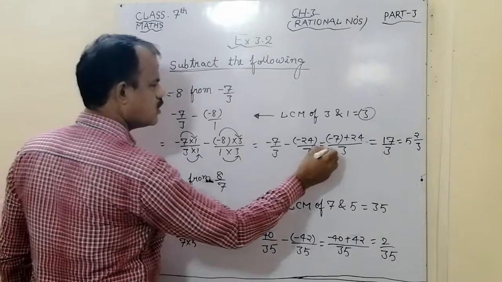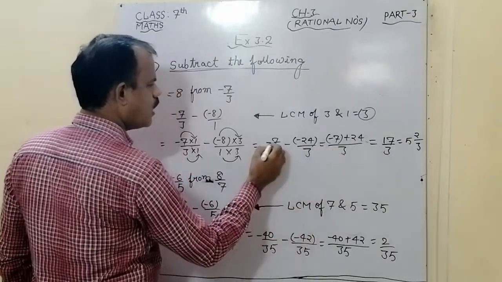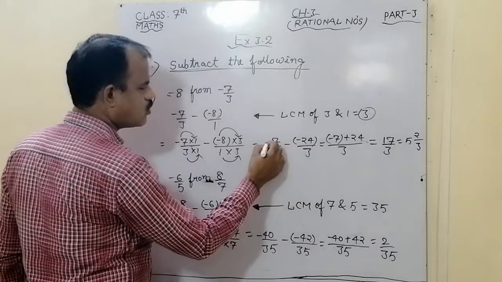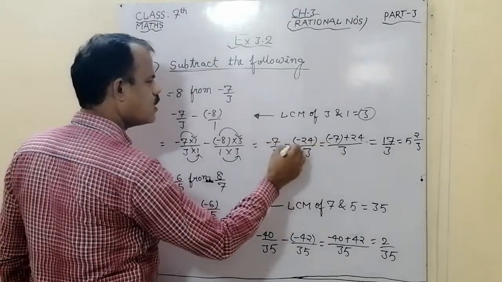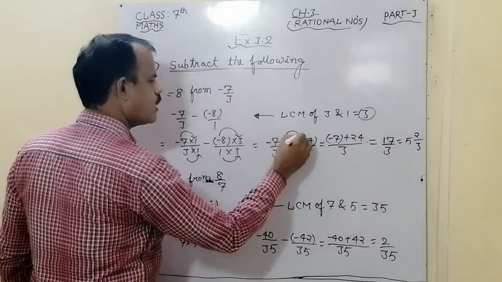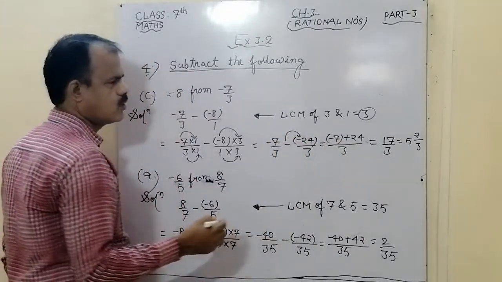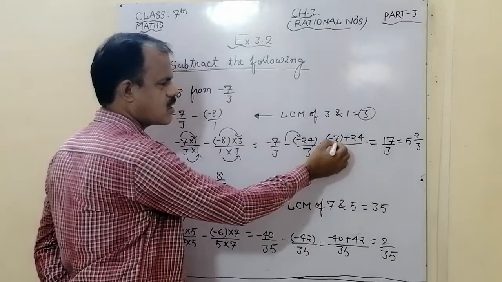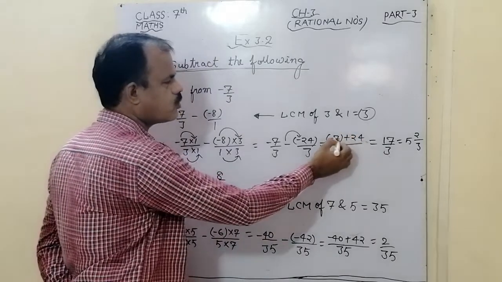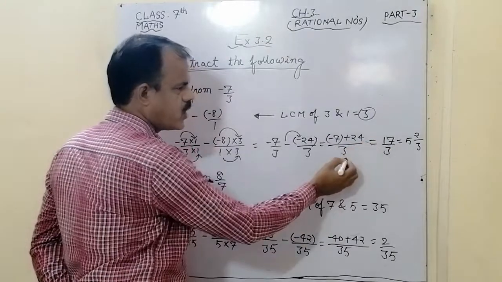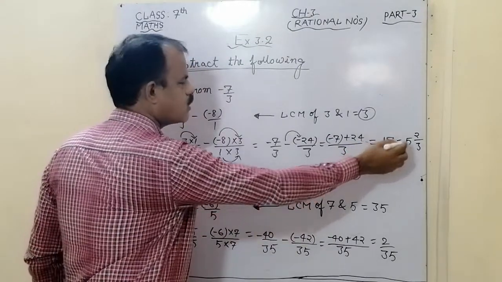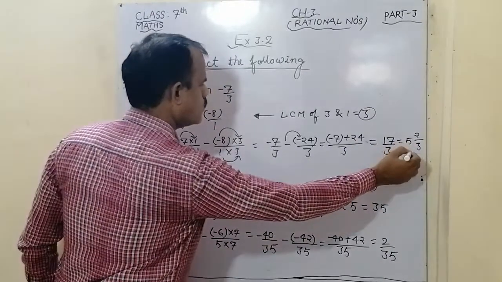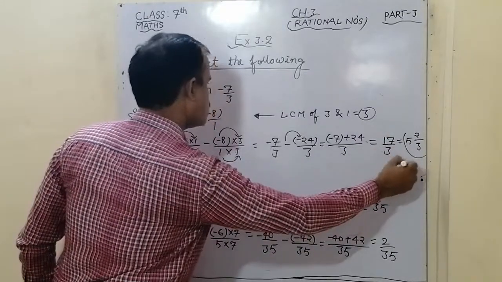LCM is 3, so we write here 3 and simply write these numbers which are at numerator place: minus 7 minus, and look here, minus minus plus 24. So students, it means we have to subtract 7 from 24. 24 minus 7 becomes 17 upon 3. So we convert it into a mixed fraction. So it becomes 5 whole 2 by 3. And this is the final answer.